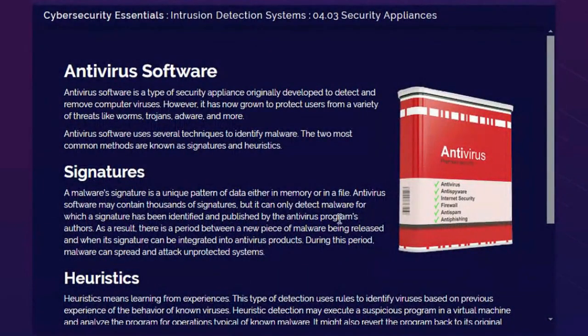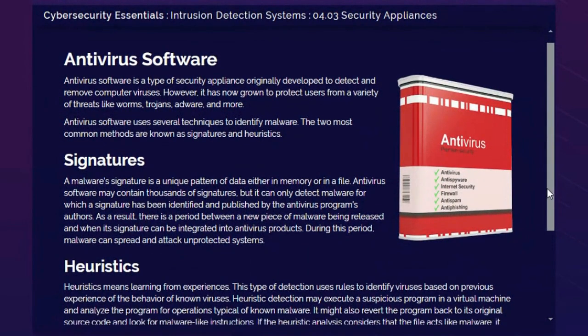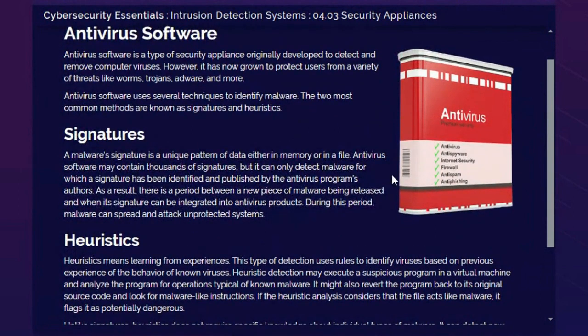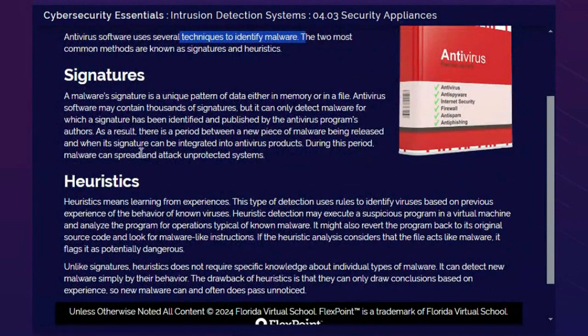Antivirus software, that's where we're all very familiar with that. It's a type of security appliance originally developed to detect and remove viruses, but now it's grown to protect users from all kinds of threats, worms, trojans, adware, much more. Antivirus uses several techniques to identify malware. The two most common are signatures and heuristics. So let's talk about signatures and heuristics.